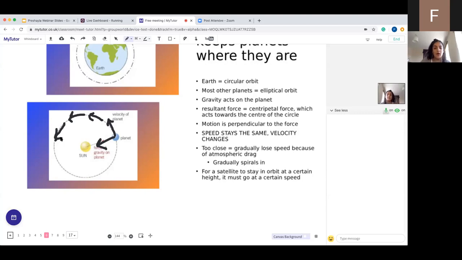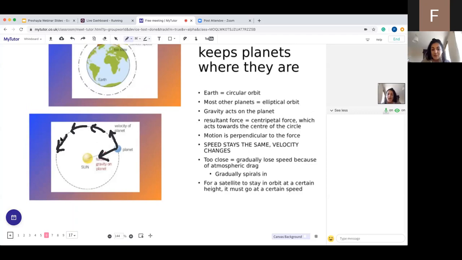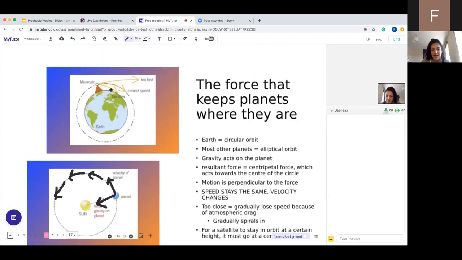Then we thought about, okay, what if it gets too close to the Earth? So you can see that if it gets too close to the Earth and comes in under this black dashed line, which is its correct orbit, the atmospheric drag from our Earth will start to pull it down. And it starts to pull it down and slow it down. And if it gets too slow, it starts to spiral in. It won't stay in its orbit anymore.